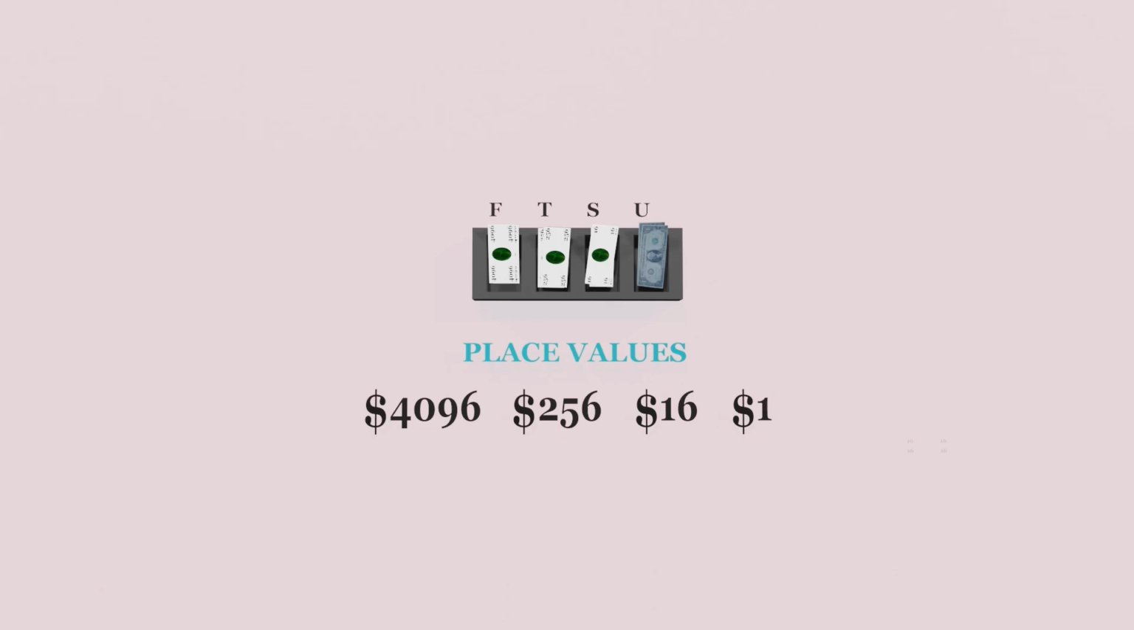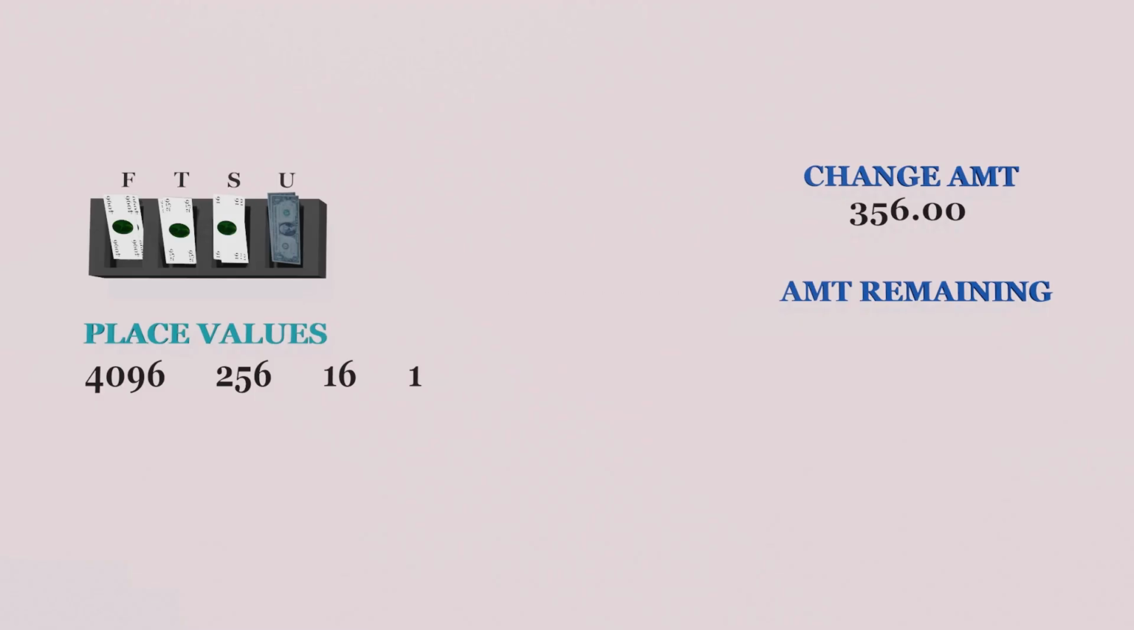You can see that the denominations are based on powers of 16. The first denomination, 1, is 16 raised to the power of 0. The second denomination, 16, is 16 raised to the power of 1. The third denomination, 256, is 16 raised to the power of 2. And the fourth denomination, 4096, is 16 raised to the power of 3.